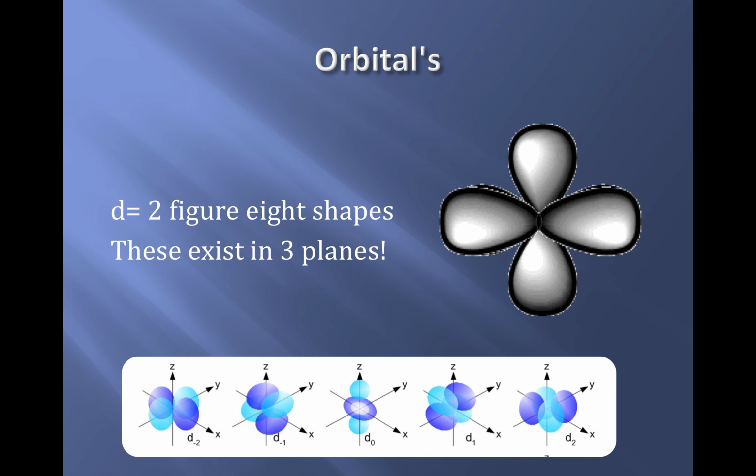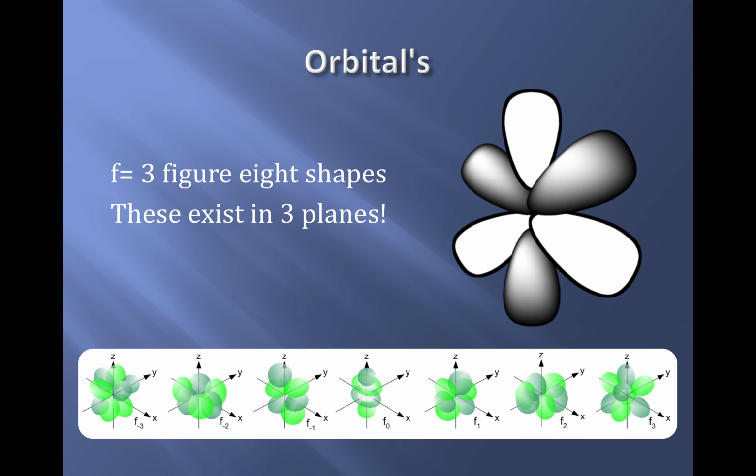And then we have a d orbital, which is 2 figure 8 shapes, again existing in 3 planes, which means that there's a lot more possibilities about the way the electrons could travel. And then finally, the f orbital. The f orbital has 3 figure 8 shapes, and again existing in 3 planes. So lots and lots of opportunities for your electrons to go in different directions.